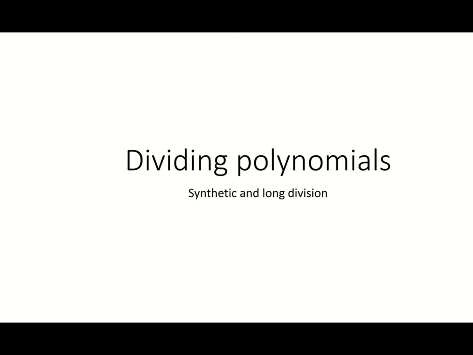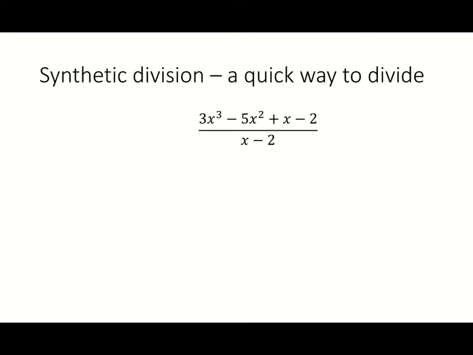So we'll start off by doing a problem using standard long division. For this example, we're not going to use synthetic division to start off, we're just going to use long division. And we're going to do it exactly the same way as we do long division with numbers. So we're going to divide x minus 2 into 3x cubed minus 5x squared plus x minus 2.